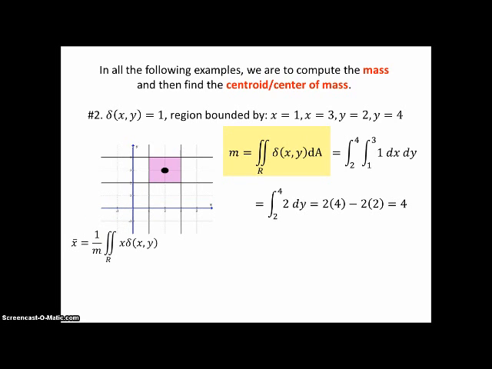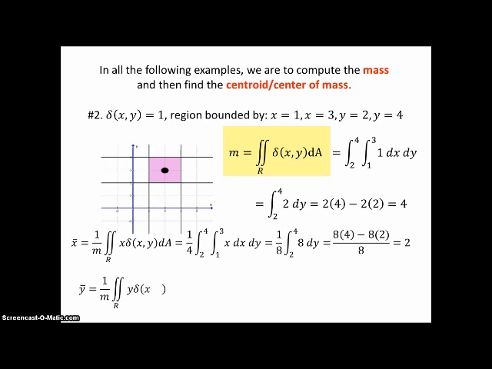Then for x bar, we have 1 over m, the integral of x times the density. And so 1 over 4 for 1 over m. And then the antiderivative of x is 1/2 x squared, which I evaluated. I put the half on the outside with the 1/4. And we've got 3 squared minus 1 squared, which is 8. And then the antiderivative of 8 is 8y, which is then evaluated from 2 to 4. And we end up with 2 for x bar.